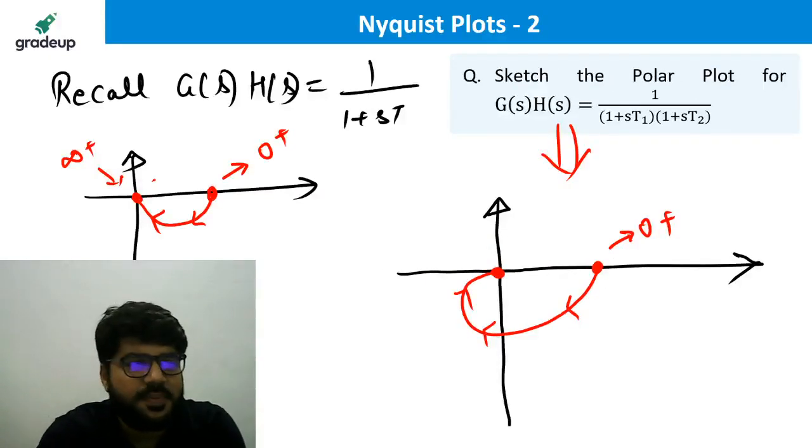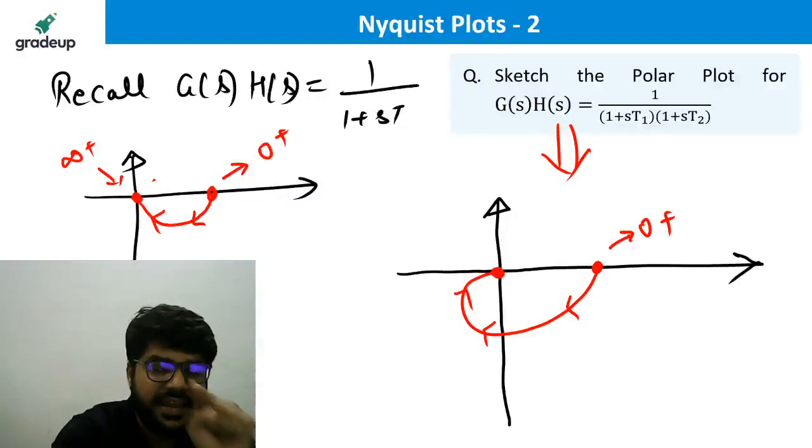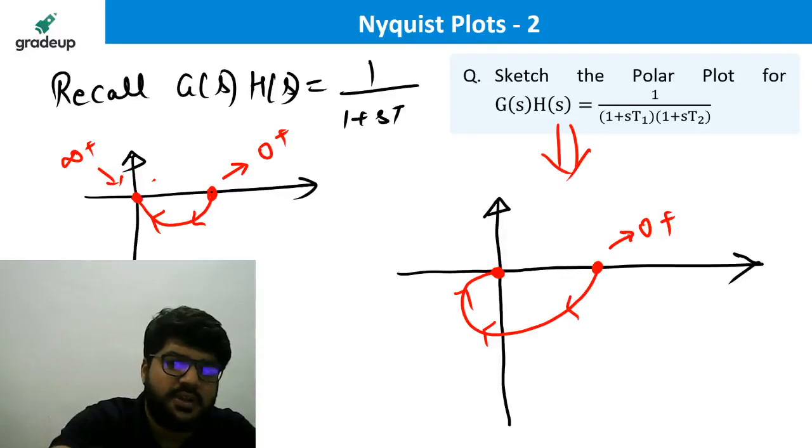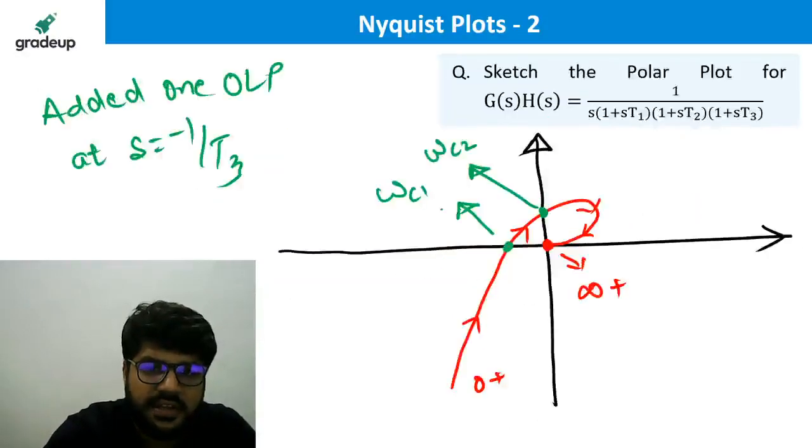Now, at 0 plus, it is exactly on the positive x-axis, not parallel to the positive x-axis. It is lying exactly on the positive real axis. Why? Because at omega equal to 0, G(s)H(s) is just 1 upon 1. It is finite. It is not tending towards infinity.